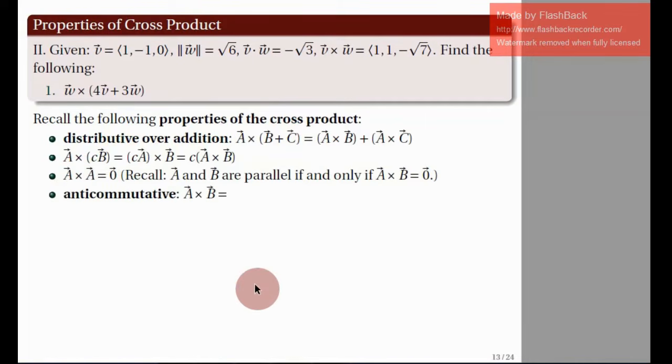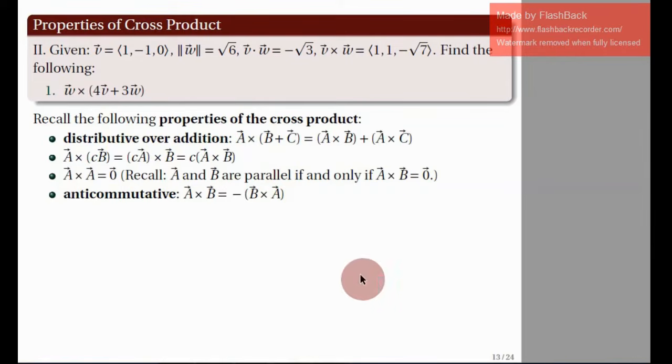And finally, the last property that we will recall is that the cross product is anti-commutative. So if you recall in the first exercise, we said that the cross product is not commutative, but in particular, it is in fact anti-commutative. What does that mean? Getting the cross product of two vectors is just equal to the negative of the cross product of the interchanged places of the two vectors. So we just need to multiply a negative sign to the commuted version of the cross product.